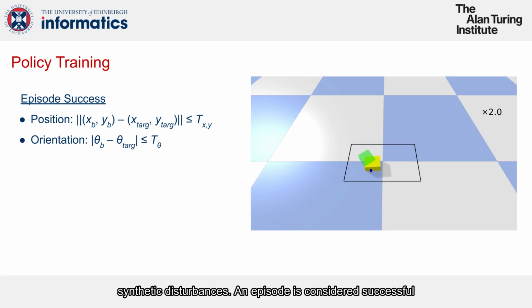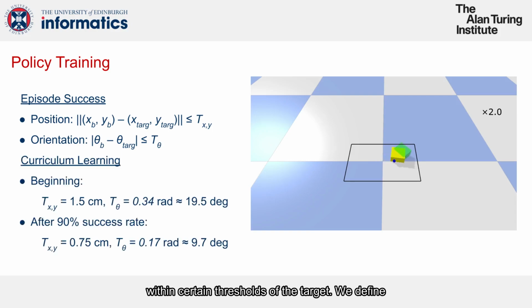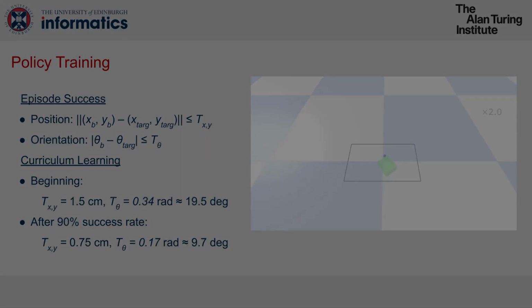An episode is considered successful if the box position and orientation are within certain thresholds of the target. We define a curriculum such that the training starts with larger thresholds. Then, if the policy exceeds a 90% success rate, we halve the success thresholds.